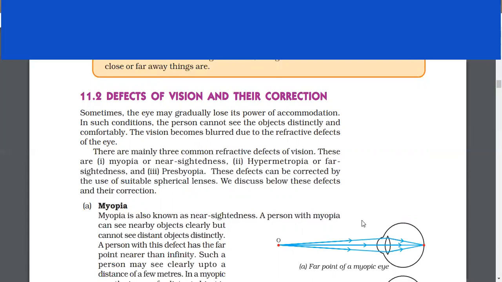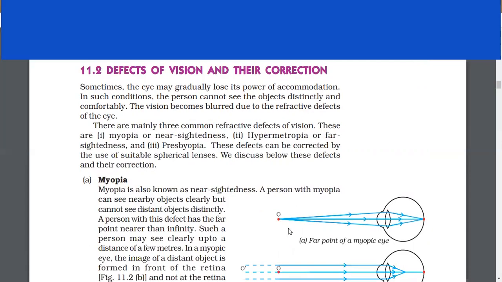There are mainly three common refractive defects of vision. These are myopia or nearsightedness, hypermetropia or farsightedness, and presbyopia. These defects can be corrected by the use of suitable spherical lenses. We discuss below these defects and their correction.